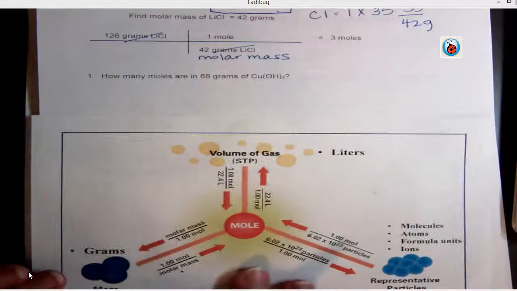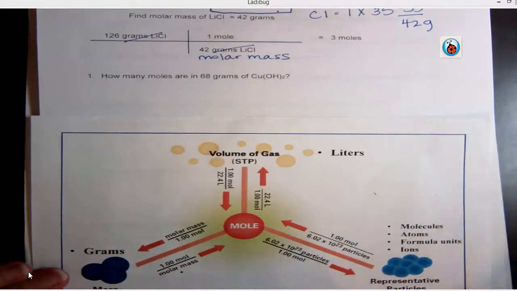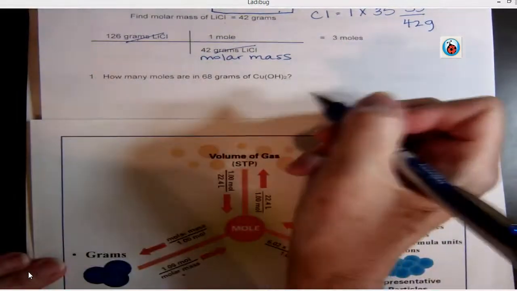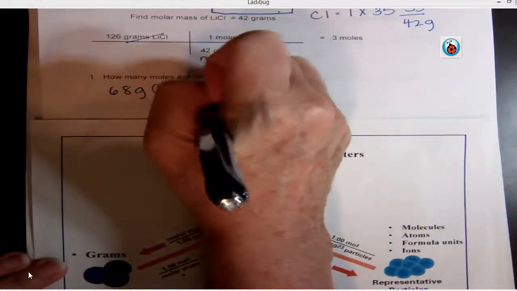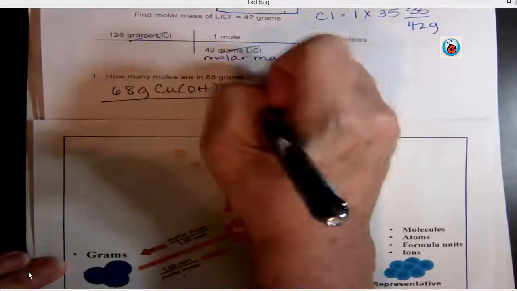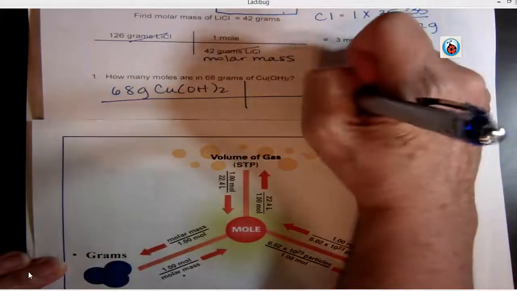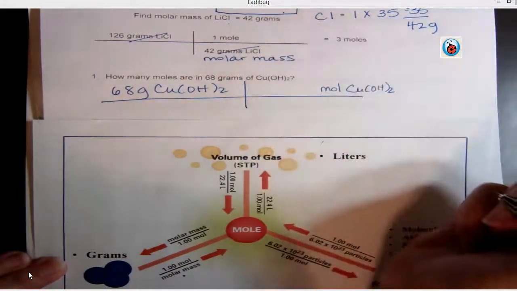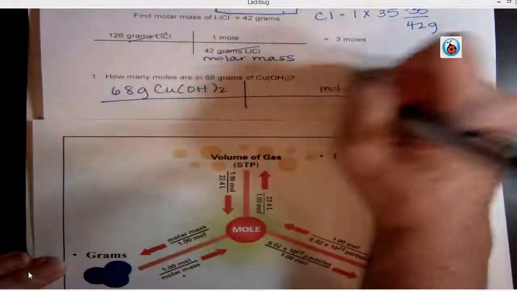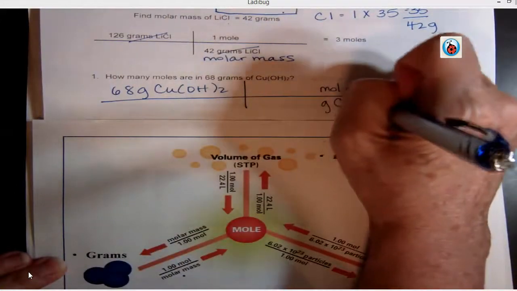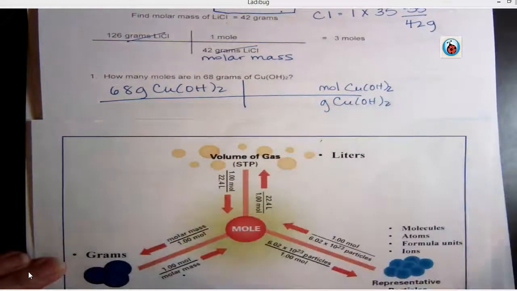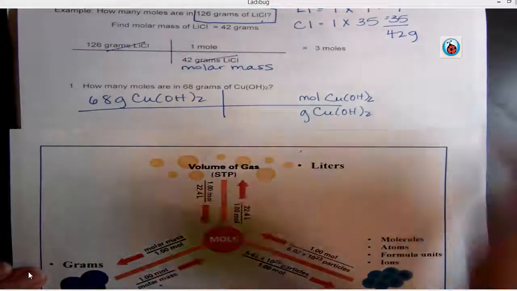So let's look at our next one here. How many moles are in 68 grams of copper hydroxide? So what I know is that I've got 68 grams of copper hydroxide. And I want to convert that to moles of copper hydroxide. And I need to cancel out with grams of copper hydroxide. So what am I going to do? I need to get the molar mass of this. So set it up somewhere. I'm just going to do it right here.